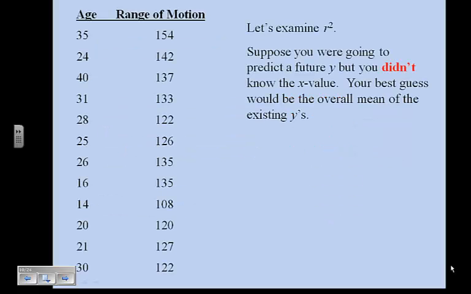Okay, so back to our knee data. So we have knee and range of motions. Let's examine what r squared tells us. Suppose you wanted to predict a future y, but you didn't know the x value. The data was gathered some way or another, and we didn't know the ages of any of the people that had been measured. All we knew was their range of motions. If we were trying to make a prediction without the ages, then the best guess we could do would just be to take the overall mean of all the y's and say, well, the average range of motion is this, and therefore that's our best prediction.